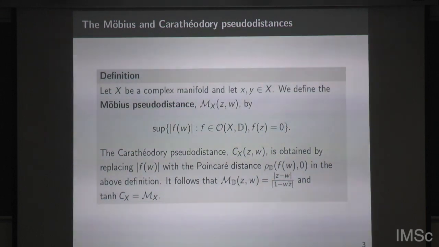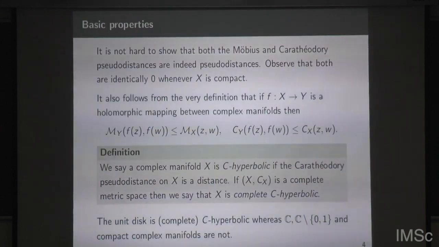Shall I switch over the slide? Okay. So, it is not hard to show that these are in fact pseudo distances. And there is a problem already, because whenever X is compact, both pseudo distances will be identically 0. Just from the very definition, it follows that when you equip X and Y with the Möbius pseudo distance or the Carathéodory pseudo distance, holomorphic mappings are distance decreasing contractions.